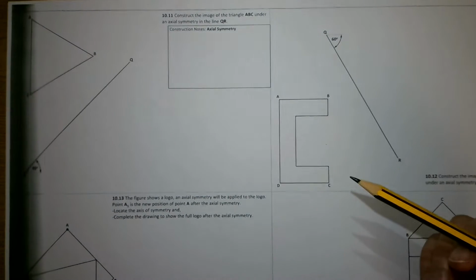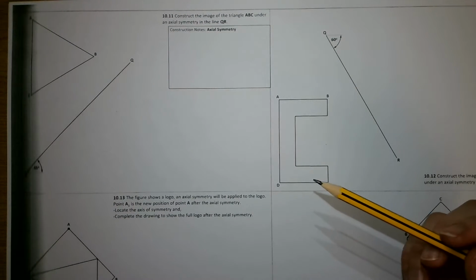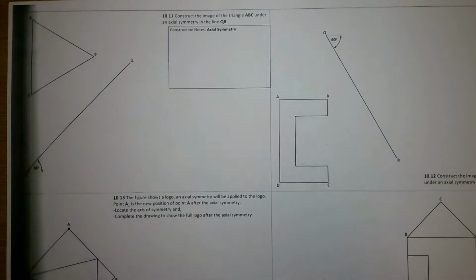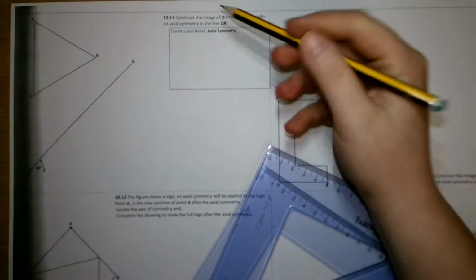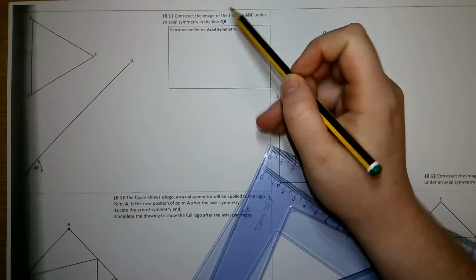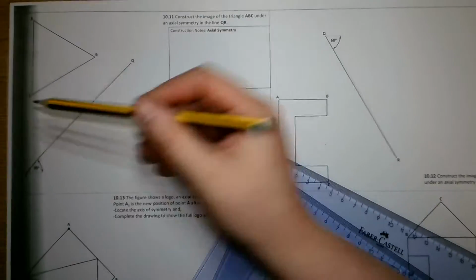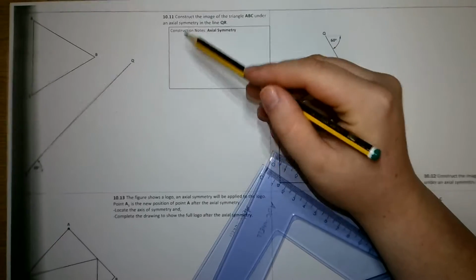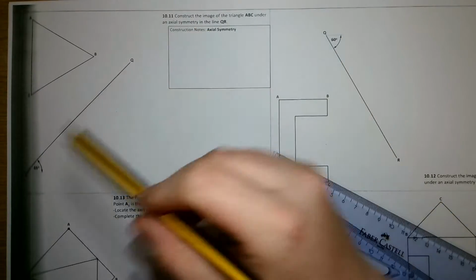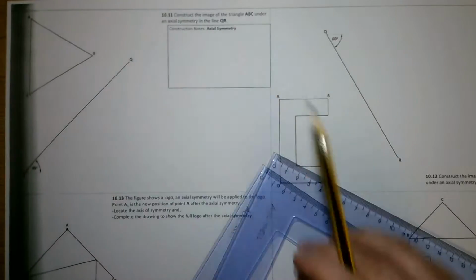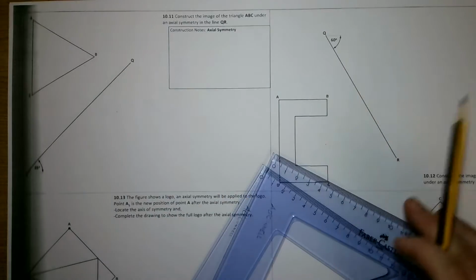Okay, so a few of you were just saying you were having a little bit of trouble with this page, so I'm just going to go through it quickly with you. Construct the image of the triangle ABC, this one over here, under axial symmetry over the line QR, and that QR line is drawn in at 45 degrees.